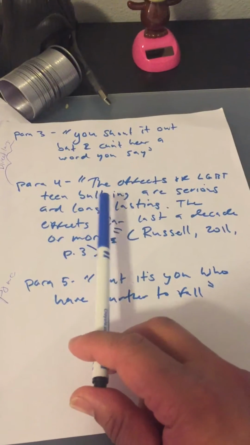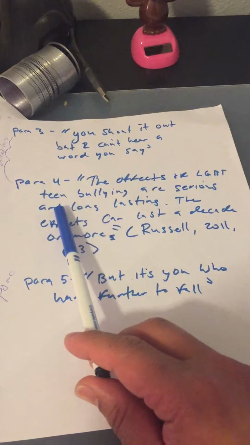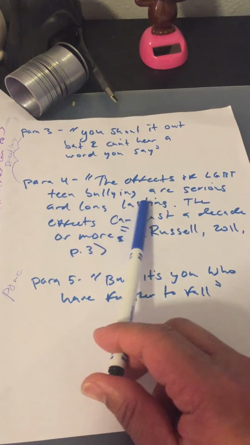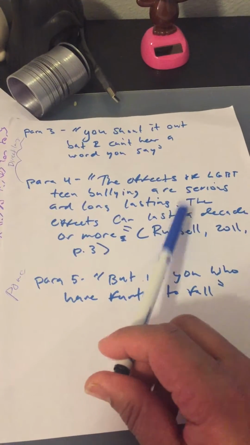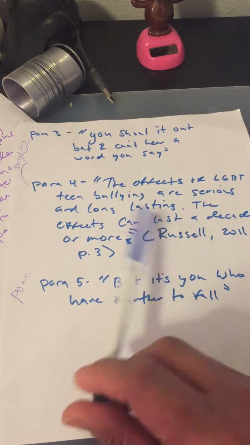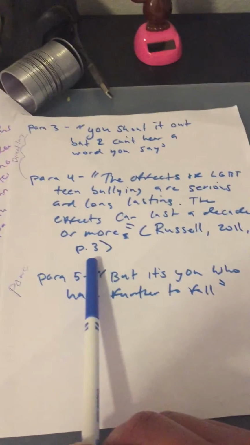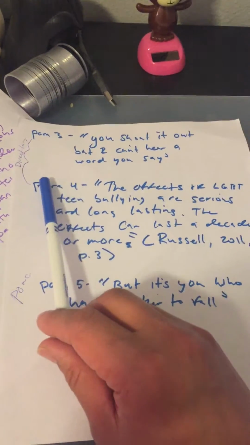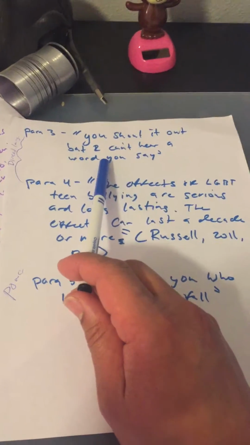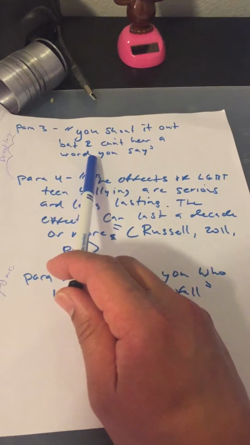Then I'll back that up with the effects of LGBT teen bullying are serious and long-lasting. The effects can last a decade or more. And here I've cited it for you, Russell 2011, paragraph 3. So let's say that if they're shouting and you really can't hear a word you say, is that really true?